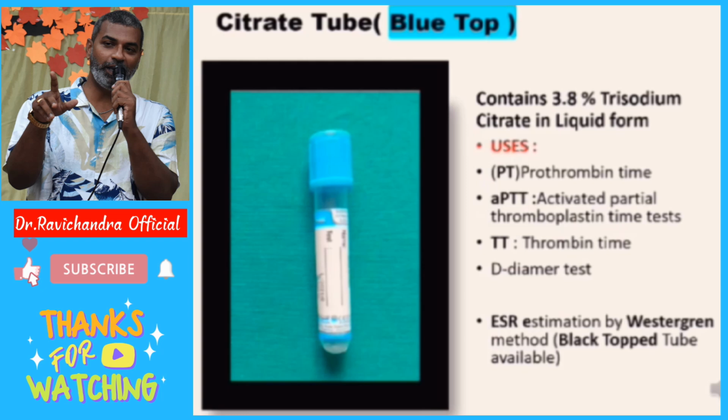Blue topped vacutainer consists of citrates. It is also called as citrate tube. It contains 3.8% trisodium citrate in liquid form. It is useful in knowing the prothrombin time, activated partial thromboplastin time, and thrombin time. And it is also useful in D-dimer test. ESR estimation by Westergren's method can be done using a black topped vacutainer.